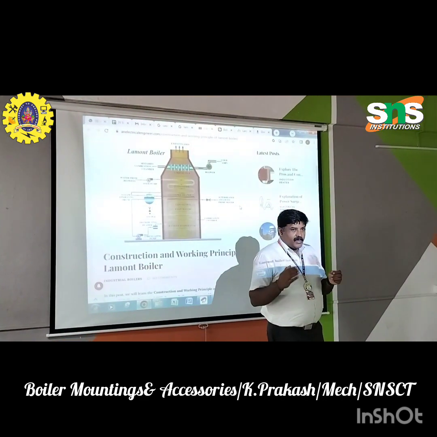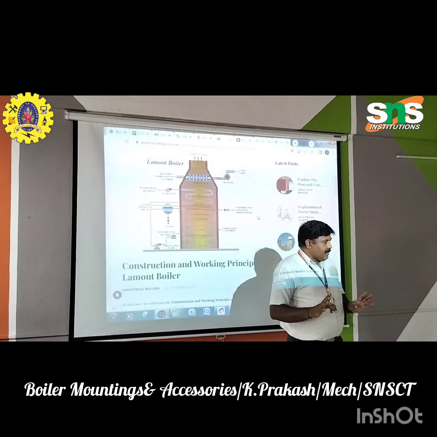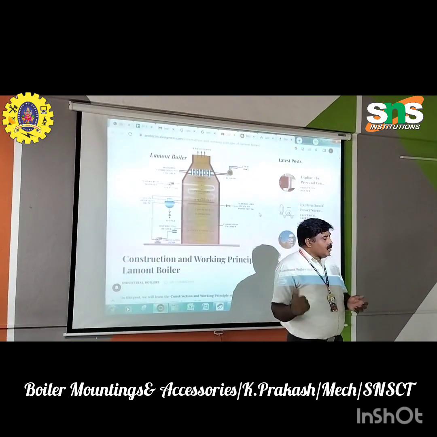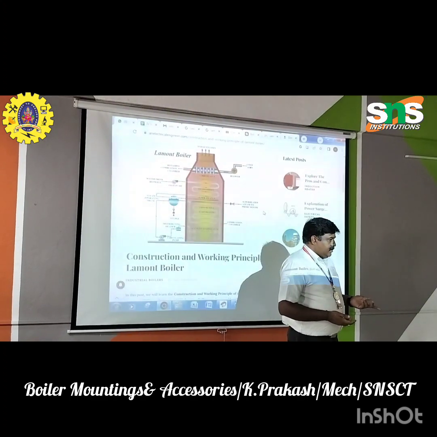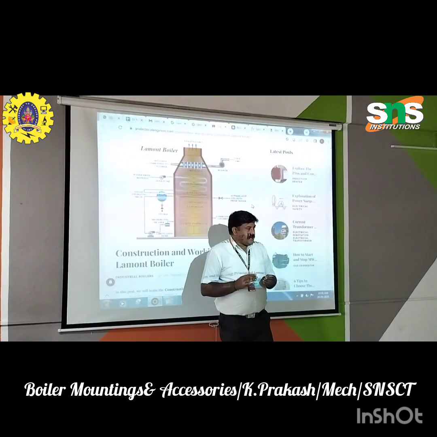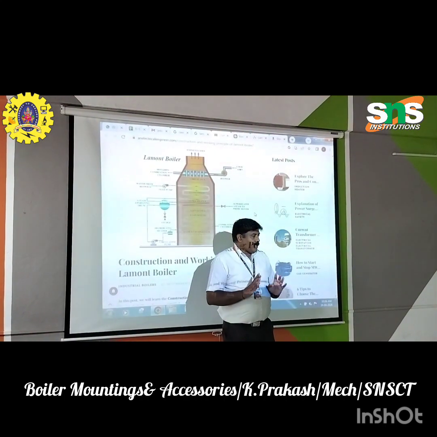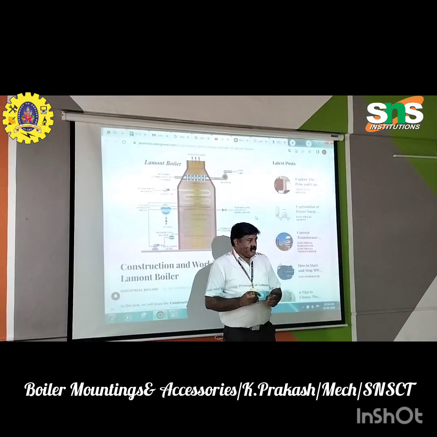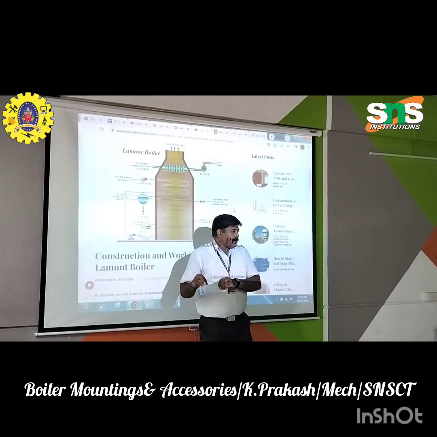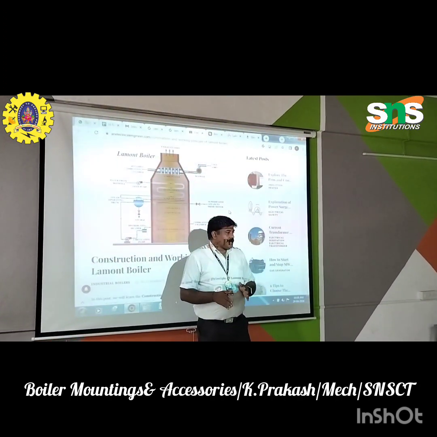If a two-wheeler has no side mirror, you can run the vehicle, but you can't judge what is coming behind, so it may cause accidents. So that is accessories. Accessories do not affect the working, so the vehicle can function, but they help us avoid accidents.